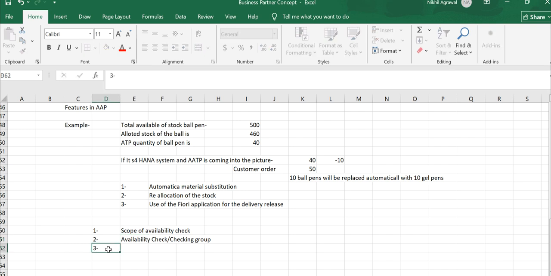Third, we will discuss the MRP type. What exactly is MRP type? What is the use of it? Where do we use it? Where do we assign it?